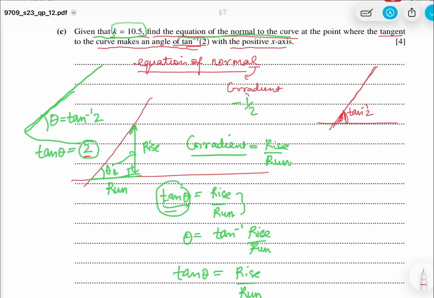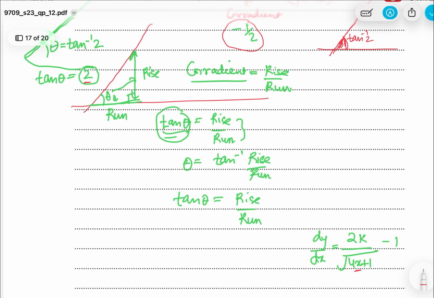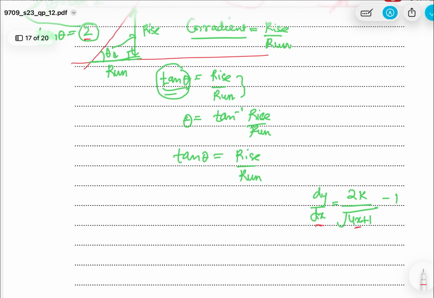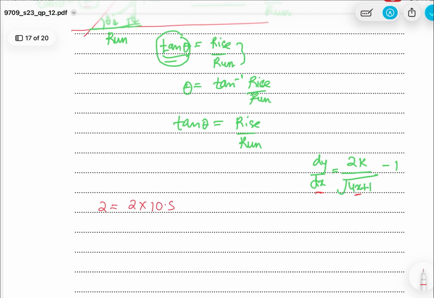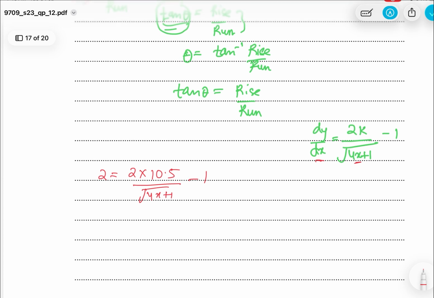See, for the equation of normal, I need the gradient. Yes, it has already been given to us, so we can calculate the gradient by the relation with the tangent. Now we need points. To find points, I need to find a point where dy over dx equals 2. So 2 equals twice into 10.5, because the value of k is 10.5, upon square root of 4x plus 1, minus 1. Yes or no? Just let me know that. Let's try to solve this one.